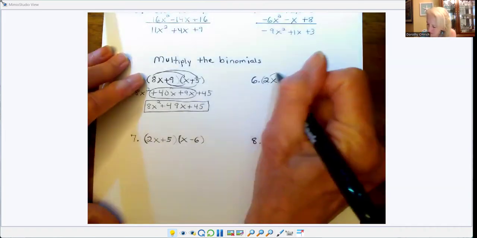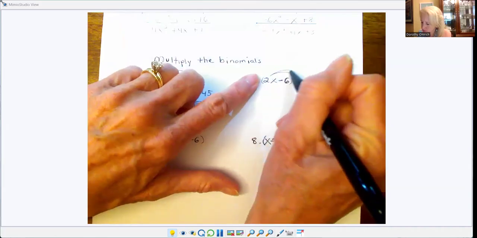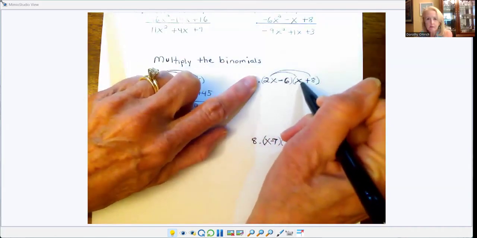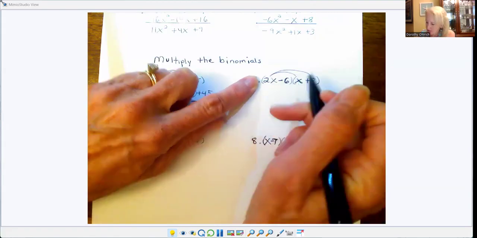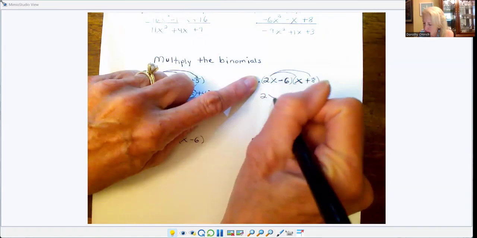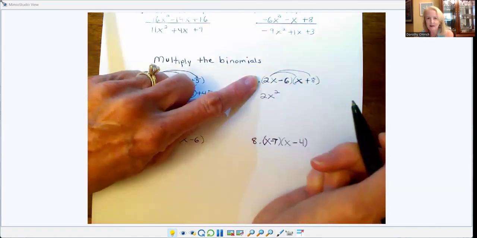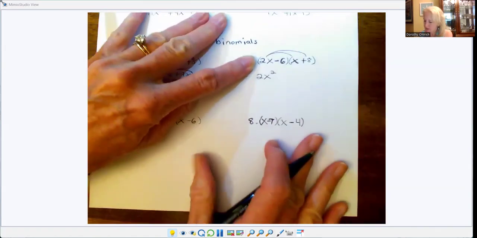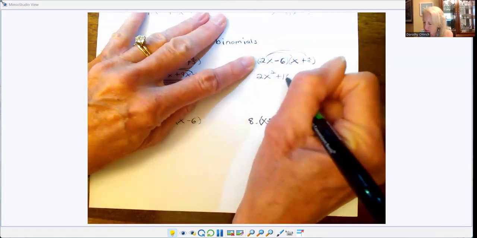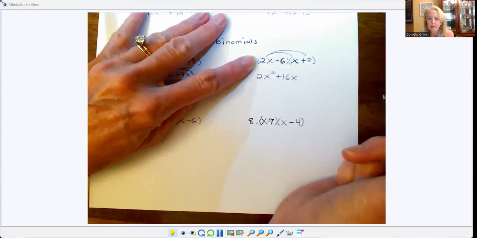Let's multiply these. Again, I start with the first term. You can put your finger there, and it helps your eyes to follow them. 2x times x. I hope you said 2x squared, or at least thought it if you didn't say it aloud. 2x times 8. Multiply the numbers and bring the x.